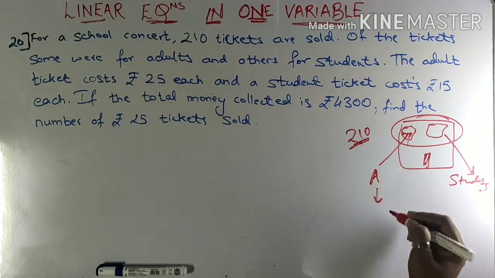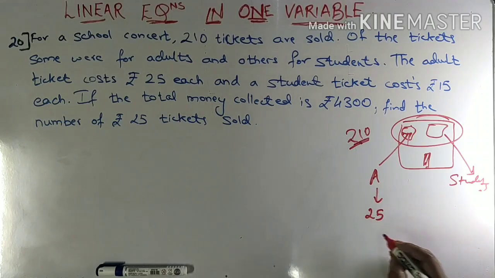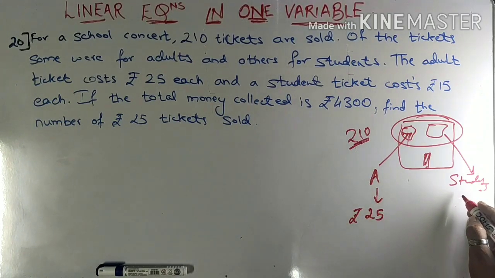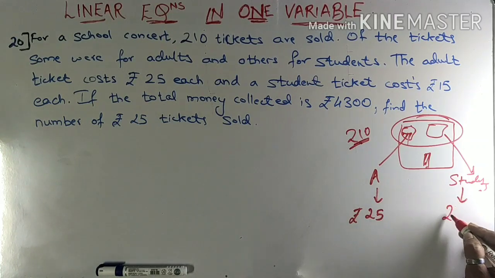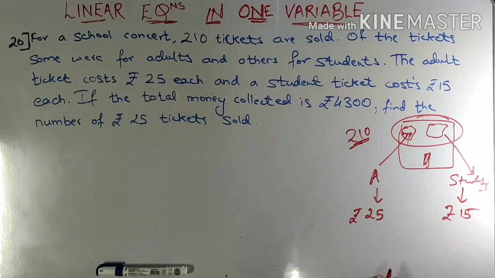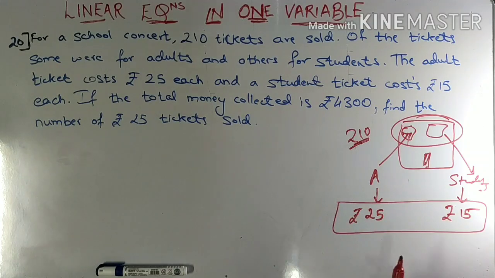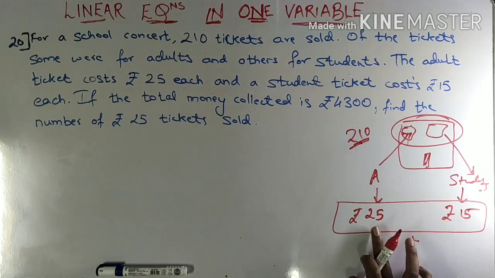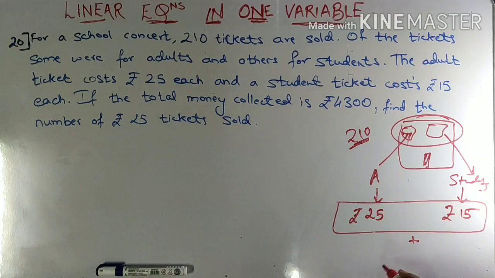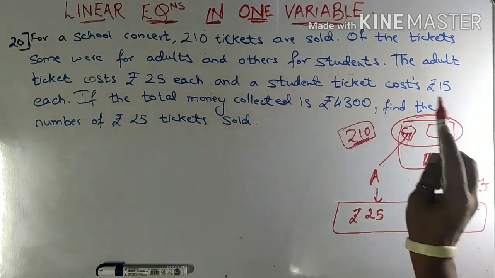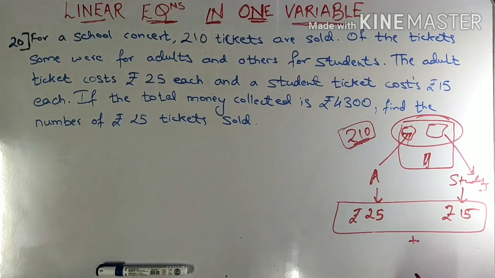The cost of ticket for adults is 25 and the cost of tickets for students is rupees 15, and the total money collected, not just the cost of one adult ticket and one student ticket, but the total money collected on the selling of all the tickets was 4,300. So this is the data that is given to us.